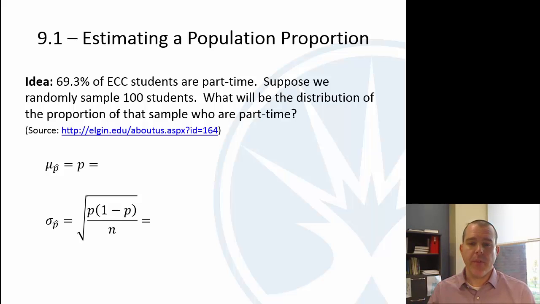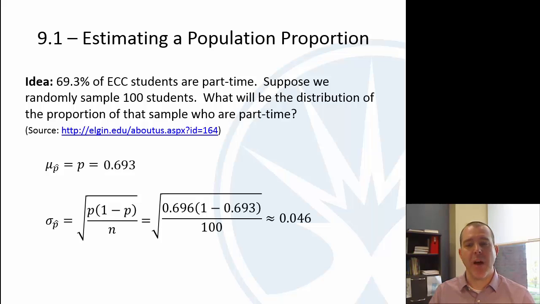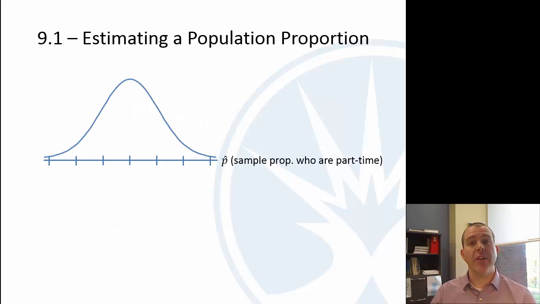Well, using the formulas, we know that the mean should be the mean of the population, or the proportion of the population. So if we average all of our sample proportions, we should get 0.693, and the standard deviation is about 0.046. So if those conditions are met, which we have here, 100 students is less than 5% of the population, and n times p times 1 minus p is at least 10. So we should have a roughly normal distribution for that sample proportion.